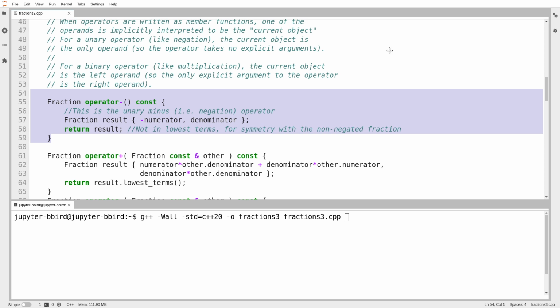So if I write something like negative f, and f is a fraction, notice this is not subtraction. I'm only operating on one fraction here. Subtraction would be doing something like f minus g. This is just operating on one fraction.